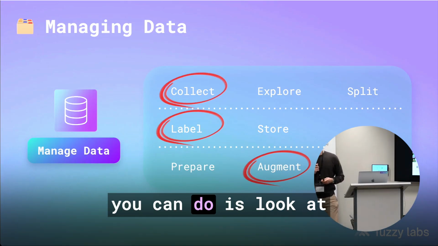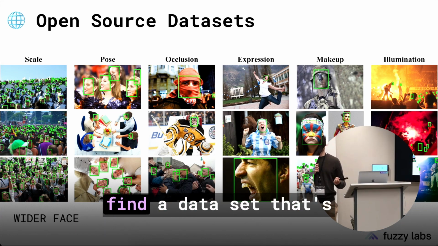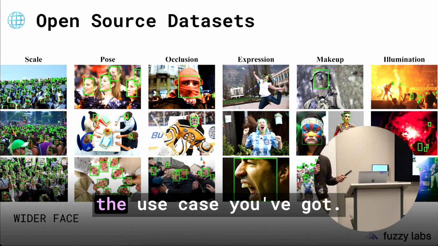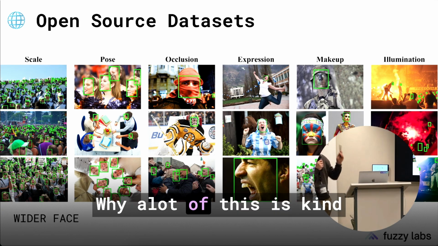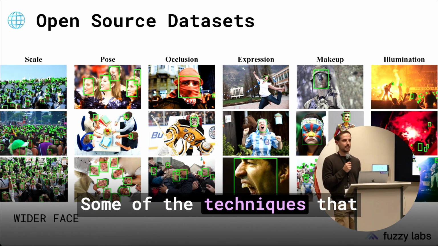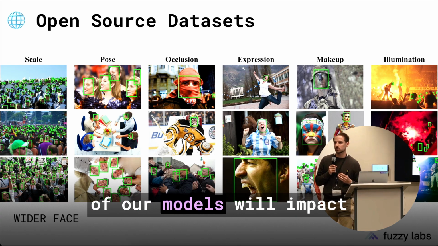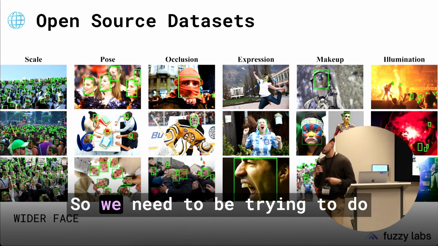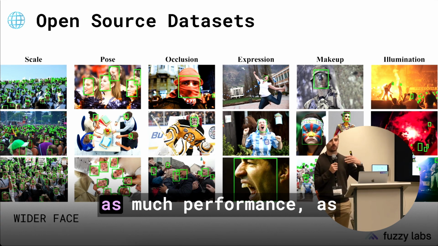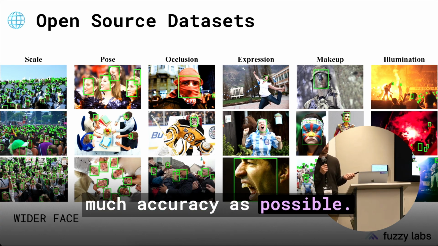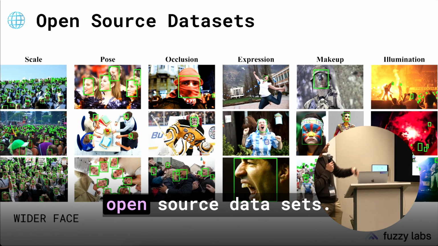So one of the things that you can do is look at open source data sets. You want to try and find a data set that's as similar as possible to the use case you've got. While a lot of this is relevant to the edge, some of the techniques that we'll use to reduce the size of our models will impact the accuracy of models. So we need to be trying to do everything we can to squeeze as much performance, as much accuracy as possible. So from a data point of view, we can look at open source data sets.